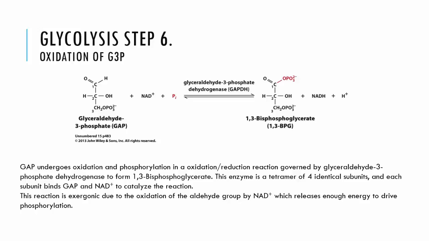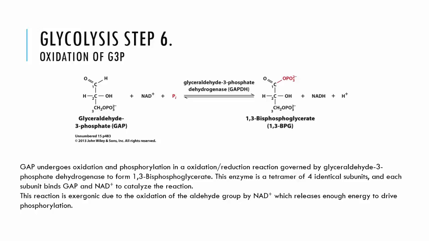Step 6 of glycolysis starts stage 2 of glycolysis by phosphorylating GAP to make 1,3-bisphosphoglycerate, using the dehydrogenase reaction governed by the enzyme glyceraldehyde 3-phosphate dehydrogenase. Because this is an oxidation-reduction reaction coupled with phosphorylation, NAD+ and inorganic phosphate are used in the reaction, and NADH and a proton are byproducts of the reaction. This reaction is exergonic due to the oxidation of the aldehyde group by NAD+, which releases enough energy to drive phosphorylation of GAP.